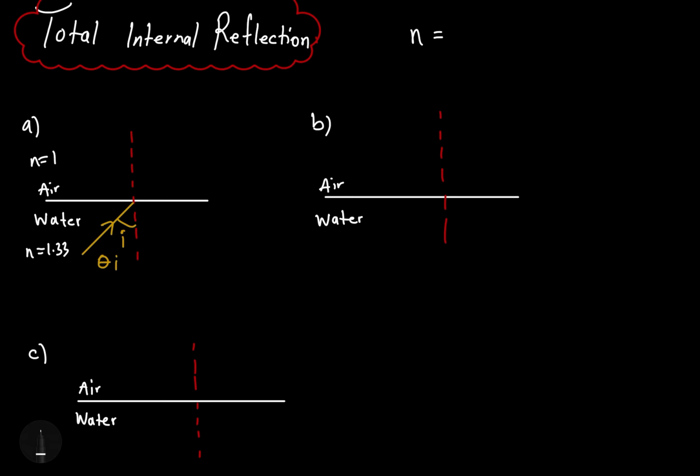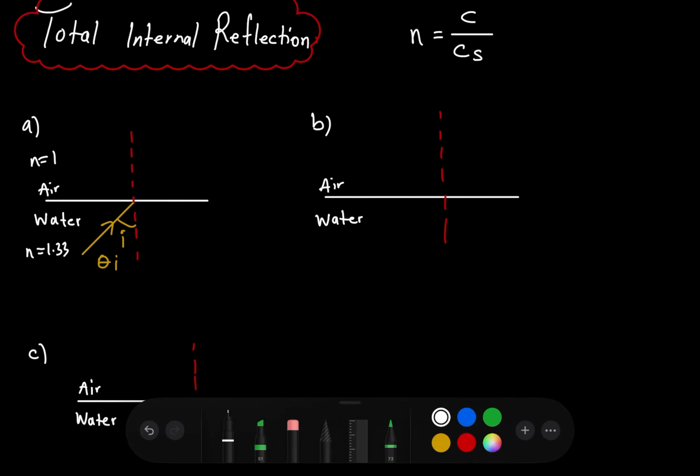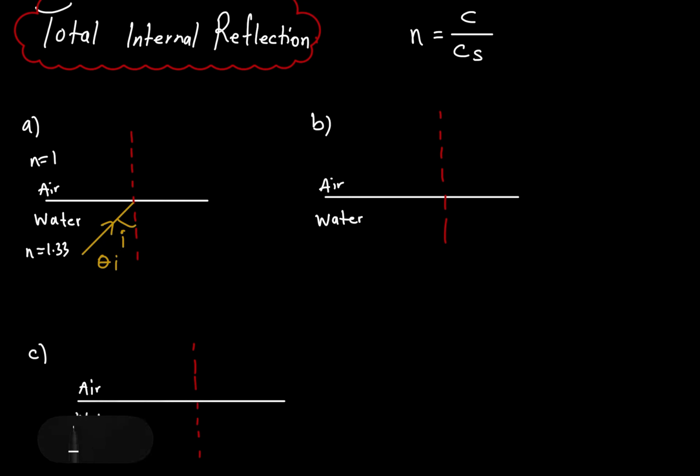You can find the index of refraction simply by dividing c, which is the speed of light in a vacuum or air, something around 3 times 10 to the power of 8 meters per second, by the speed of light in that new medium. By dividing these, you get a ratio, which is known as the index of refraction. Now, let's go ahead and take a look at our new lesson for today.